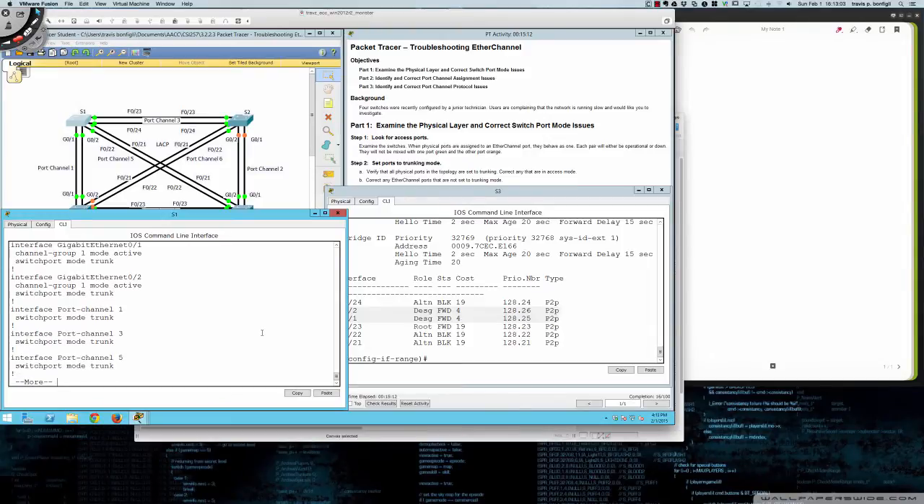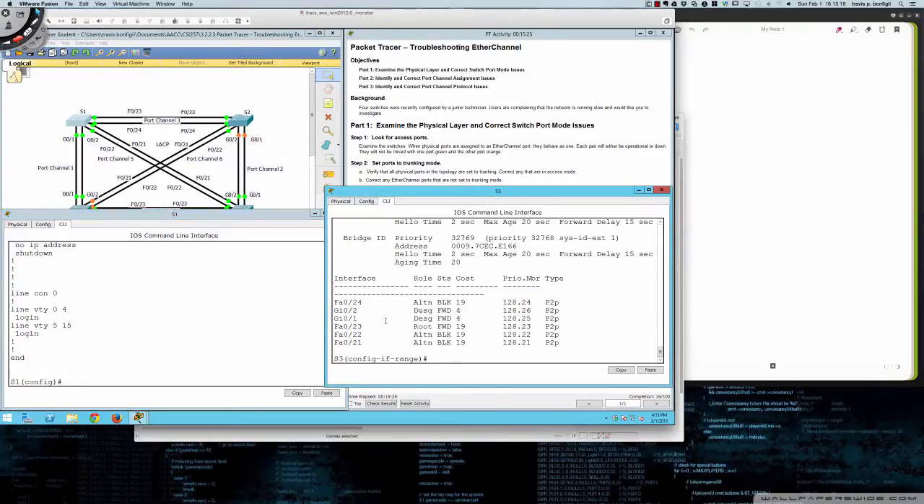And we've got our switch port mode trunk in there. We've got active on our other 2 ports. All right, so that's good. So we'll continue our troubleshooting here. All right, so we're good there. So it wants to verify that all physical ports in the topology are set to trunking.